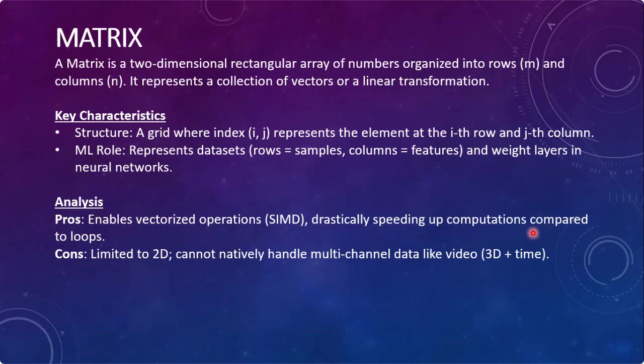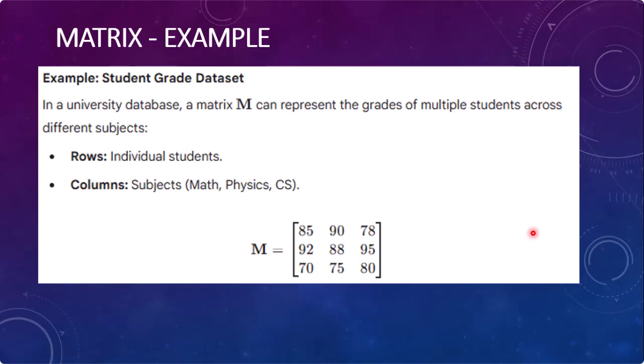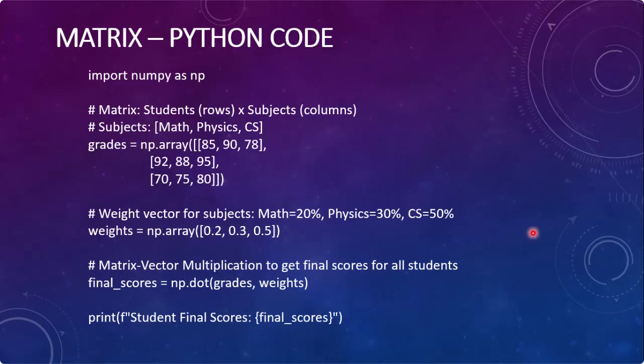A matrix is a 2D grid of numbers, rows and columns. So, think of it as a collection of vectors. In machine learning, rows usually represent different samples, like different students, and columns represent features, like their grades. So why use matrices? Because they allow for vectorized operations. Instead of calculating one student's grade at a time, we can calculate everyone's final score at once, which is much faster for a computer.